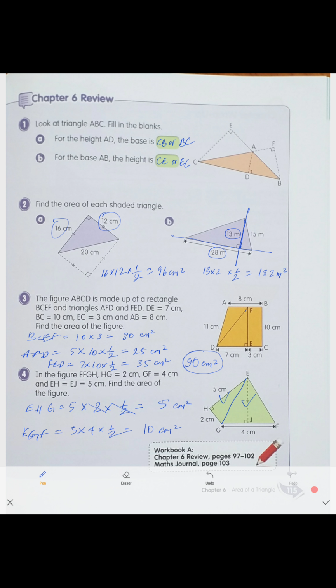We put them all together. The answer is 5 plus 10, 15 square centimeters.